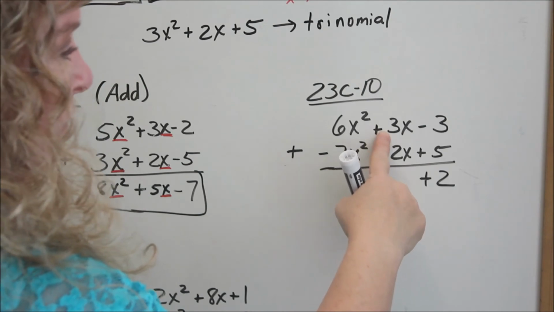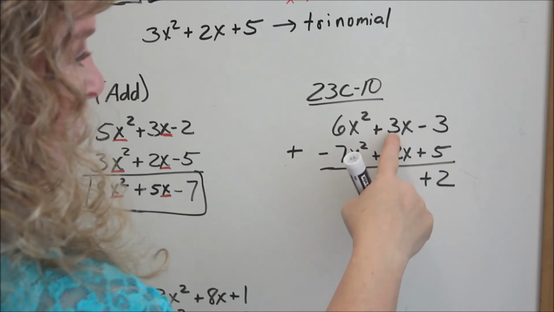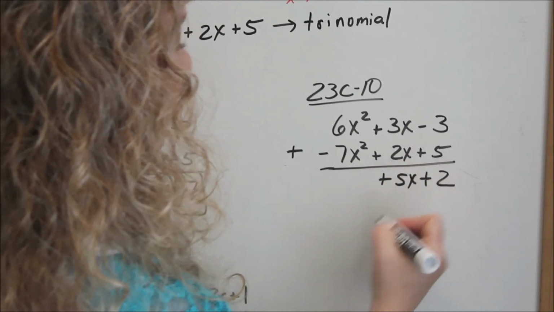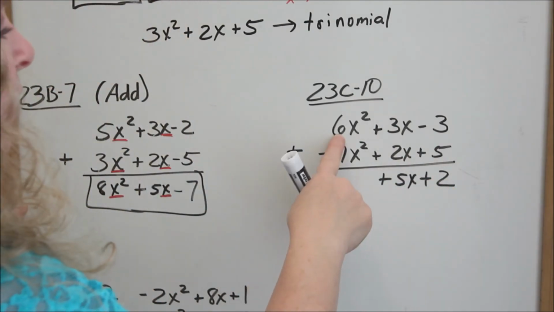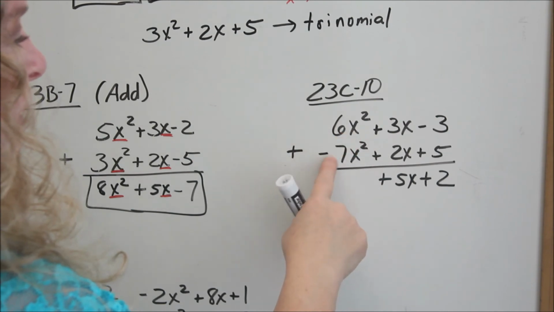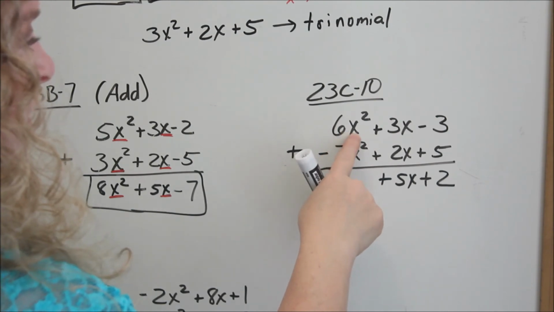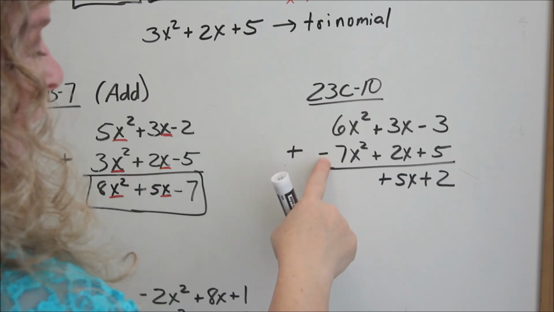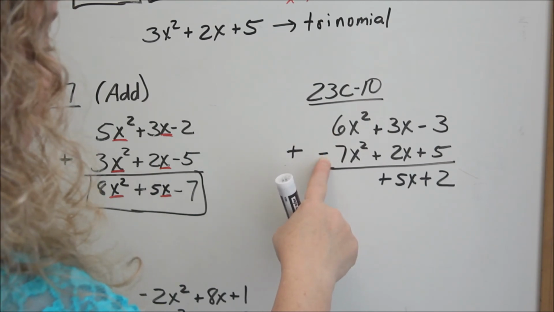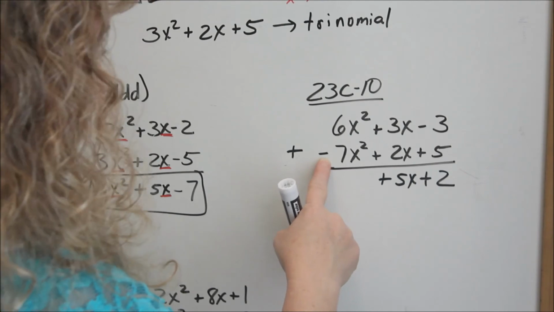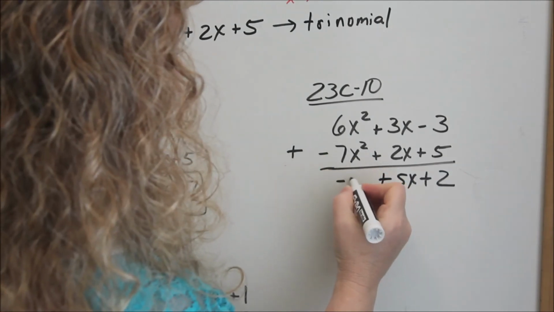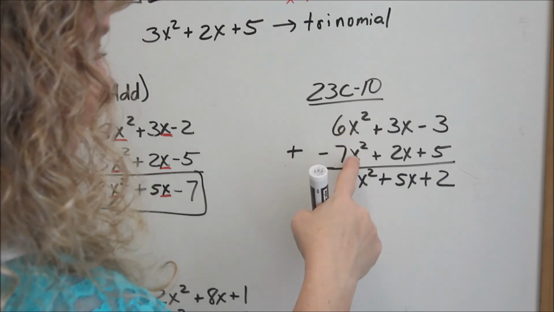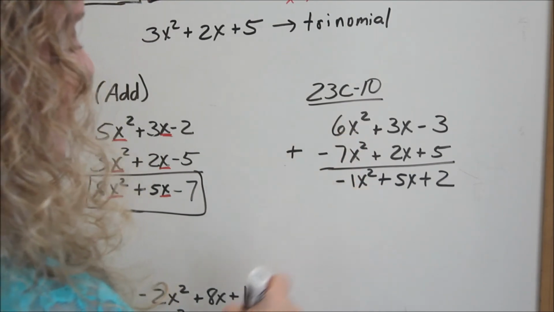Now here I have 3x and I have 2x. So 3x plus 2x is +5x. Now I've got 6x squared and -7x squared. 6 of these, -7 of these. I have 6, I owe 7. Am I going to have or owe in the end? I'm going to owe. I'm still going to owe $1, so -1 of that. 6x squared, -7x squared is -1x squared.